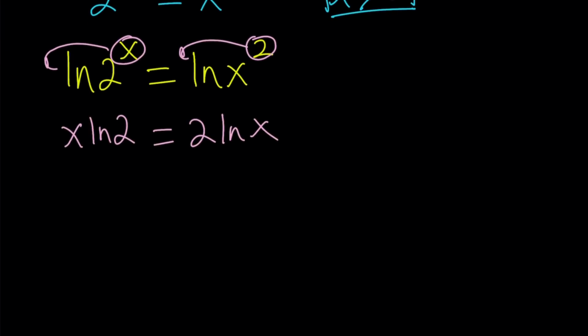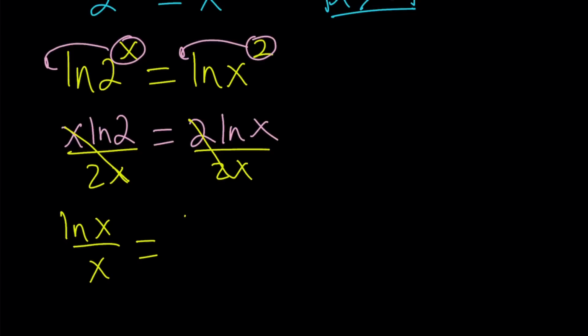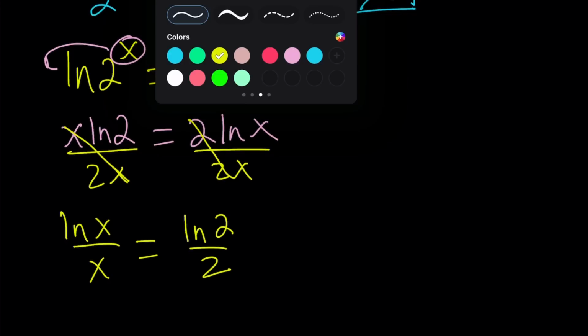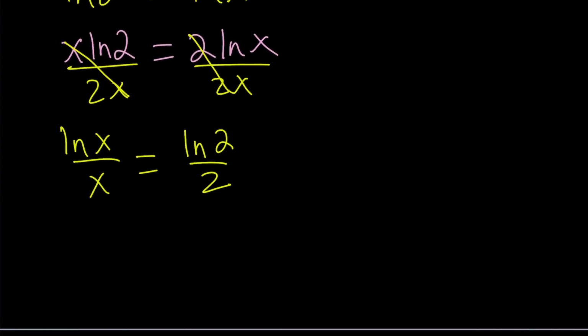Great. Now, to make it more meaningful, let's go ahead and put the x's together. So divide by x and divide by 2, or divide by 2x, in other words. If you do that, divide by 2x, 2 is going to cancel out here, and x is going to cancel out here, and we end up with ln x over x equals ln 2 over 2. So this is the type of one-to-one correspondence that I'm trying to get, and this kind of means x equals 2 works, right? Because if x is equal to 2, then this equation is true.